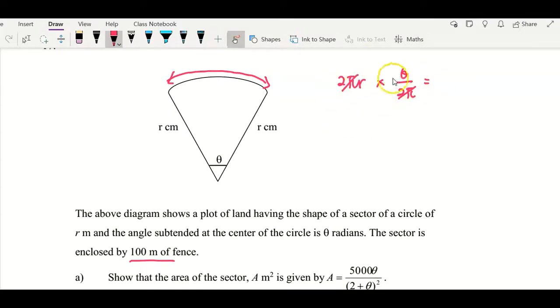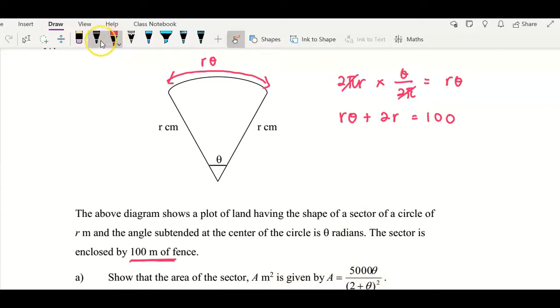And if you simplify, you will have r theta. Means that the length of this arc is r theta. So from here, I will say that r theta plus the 2r, which is the 2 radius, will be equal to 100. This is one of the equations that I can form from this information. For question A, show that the area of the sector, which is A meter square, is given by this.